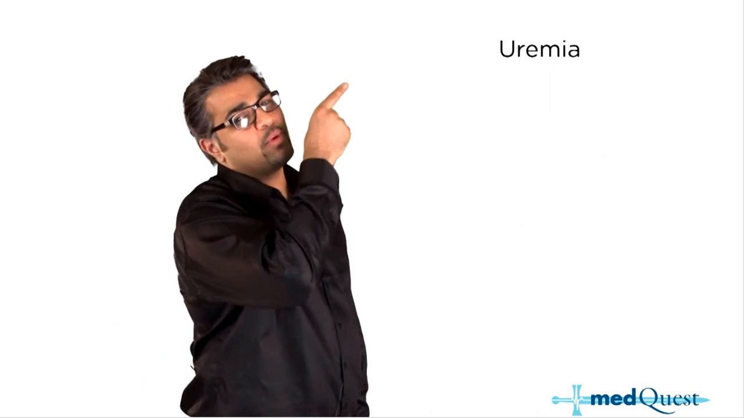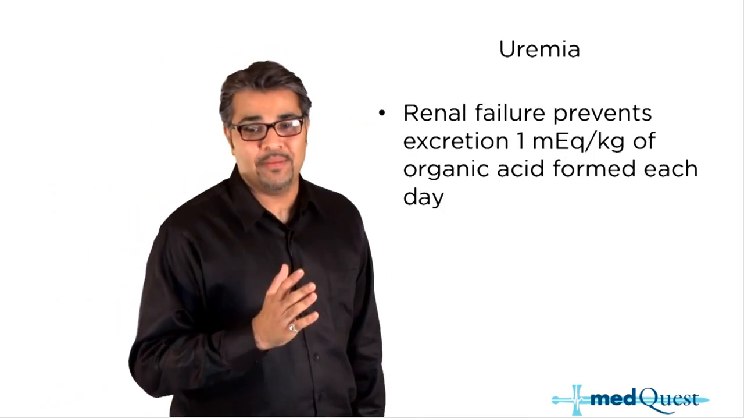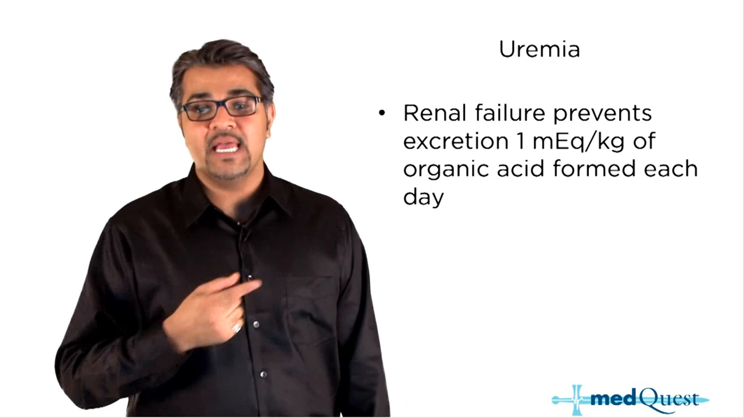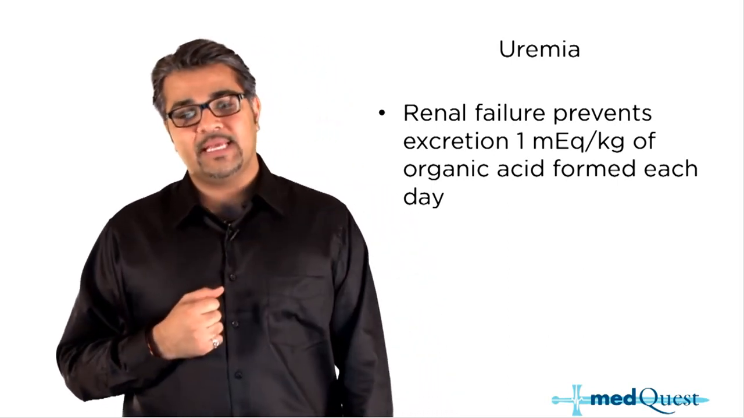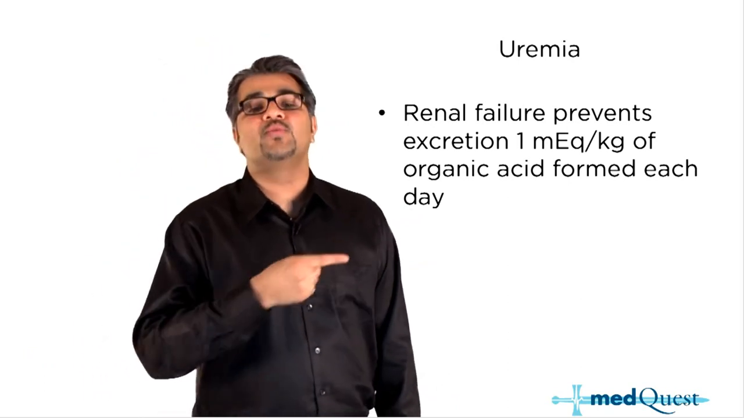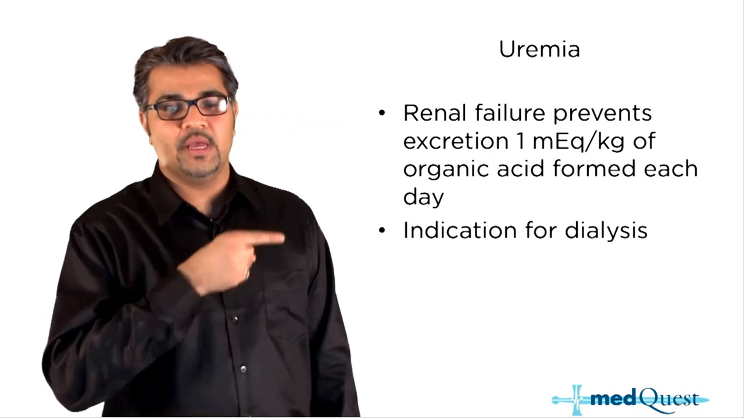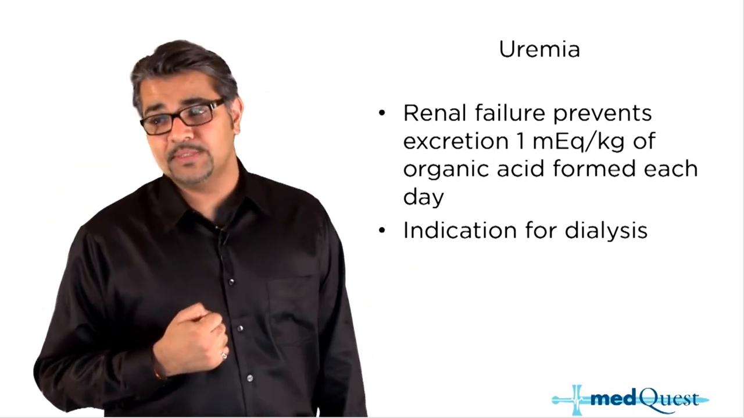Now, we could never get away with a nephrology chapter without talking about uremia. Now, uremia, well, renal failure, believe it or not, produces somewhere around 1 milliequivalent per kilogram of organic acid. That's right, we produce so much organic acid. If I'm 70 kilograms, I'm going to produce 70 milliequivalents of organic acid. That is a lot, and this is one of the indications for dialysis. If you have overwhelming uremia, you must dialyze the patient. Otherwise, they're going to succumb to the metabolic acidosis.